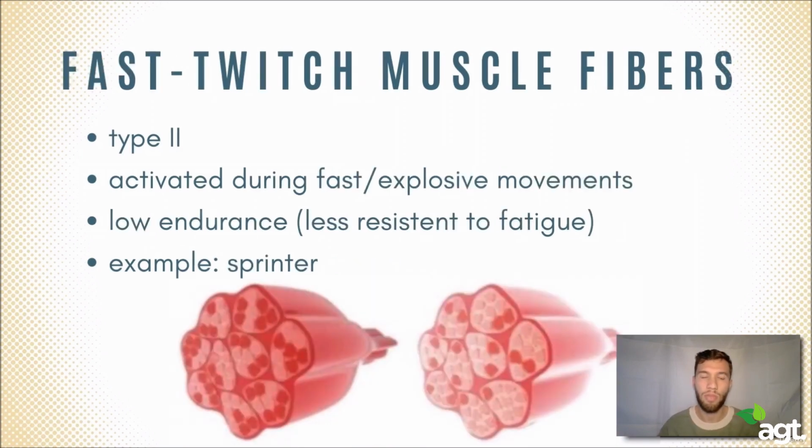On the other hand, we have the fast twitch muscle fibers that are known as the type 2 muscle fibers. They are activated during fast and explosive movements and have a very low endurance. That means they're much less resistant to fatigue. One example here would be a sprinter or other explosive sports that include high intensity strength and power exercises.